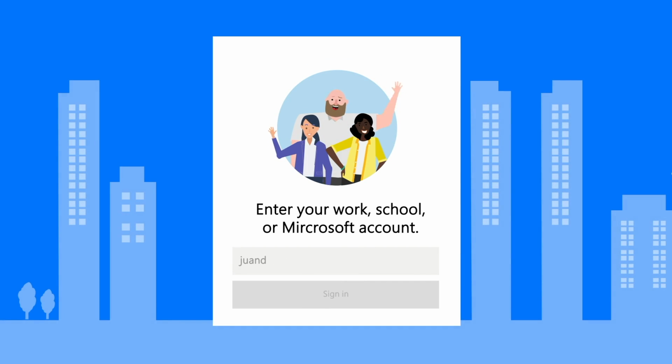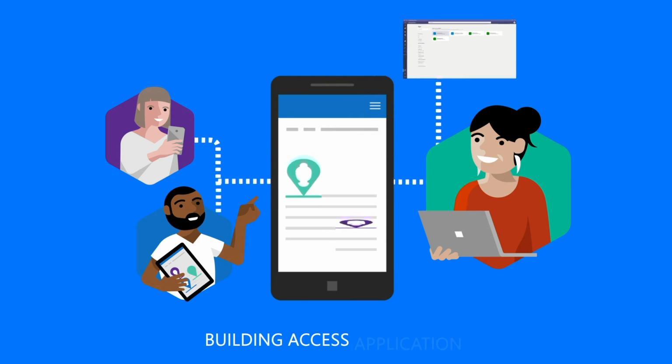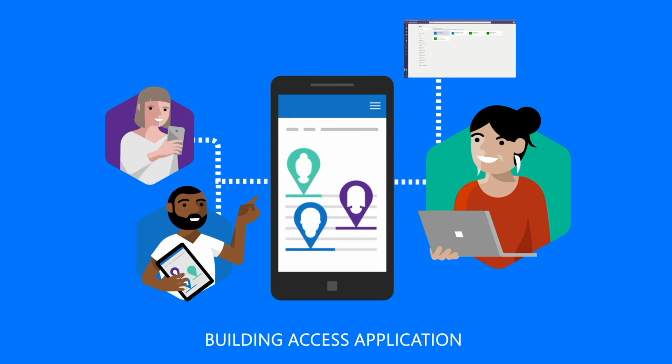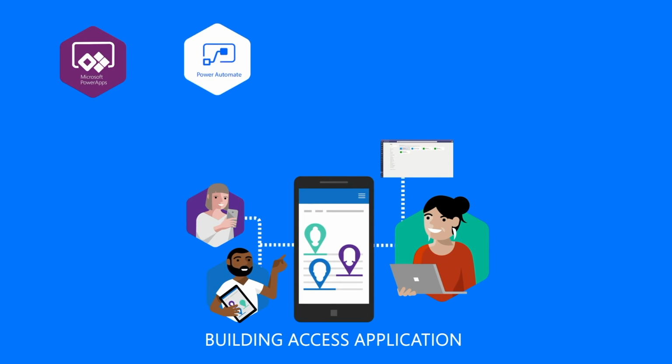Building Access Application Template. A Microsoft Power Platform-based app that supports the administration of building occupancy thresholds and social distancing norms by enabling facilities directors to manage, track, and report employee on-site presence.